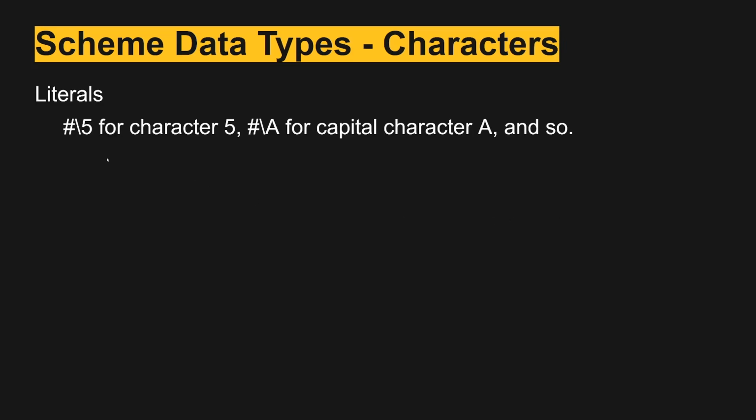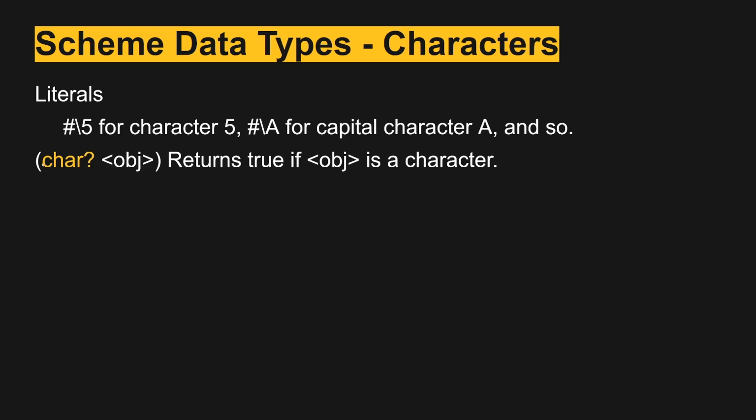So for characters, if we want to put a character in, we have to use a hash mark, or hashtag, and then a backslash for the character that we want, like 5 and a and so on. We'll talk about this a little bit later, but if you want to check something, there are quite a few operators that are built in that will do that, and they end with a question mark, which means they will return true if they're true. So this returns true if the object passed in is a character.